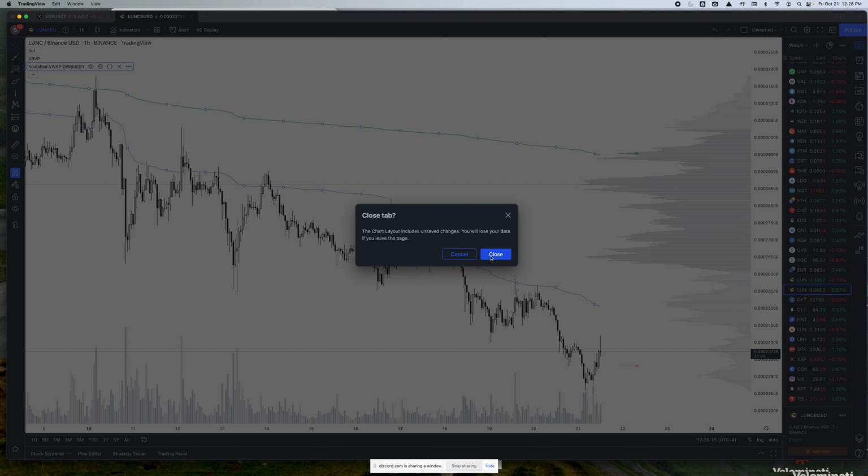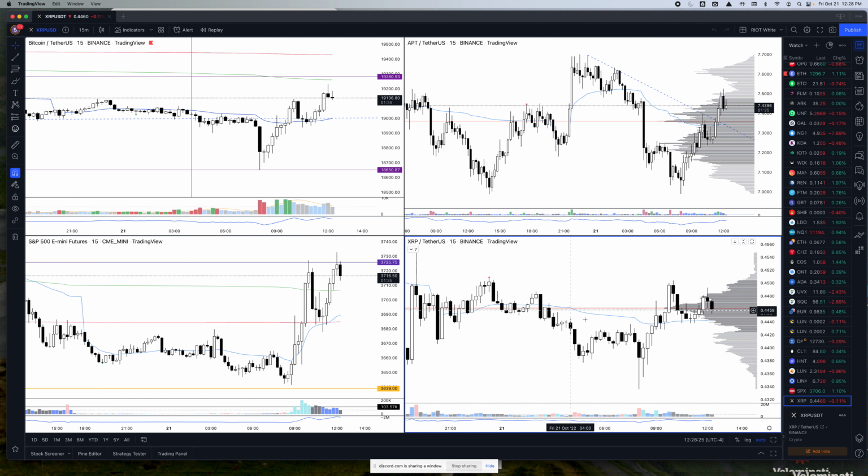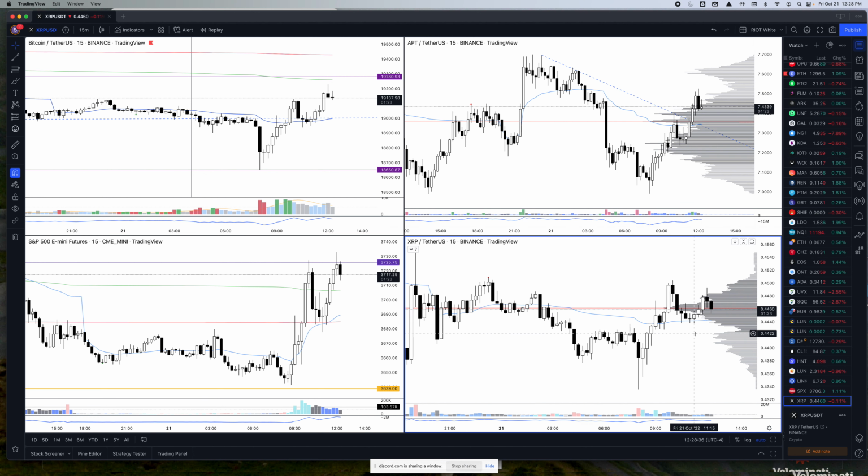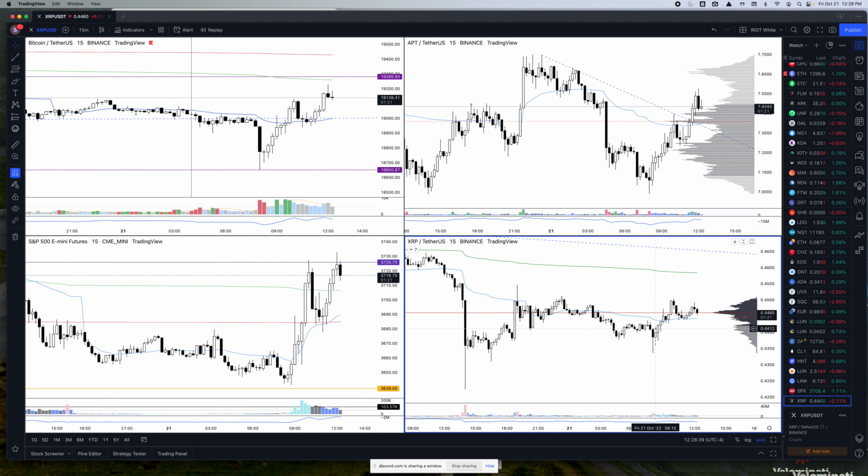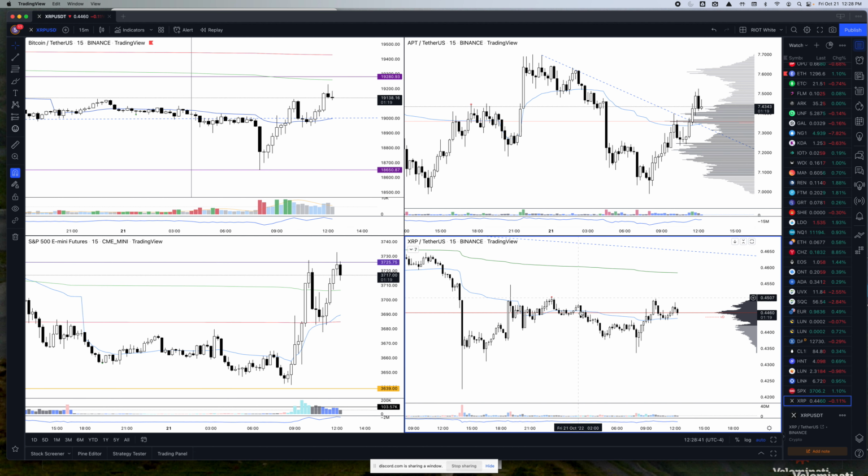You can obviously save your charts, save your templates. Sometimes I have an alt template or a BTC template, but essentially this is what my charts right now are looking at, and I can see that XRP is in a consolidation area. I think that if we drop below this VWAP, we can see a bigger drop.